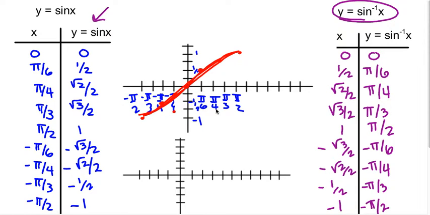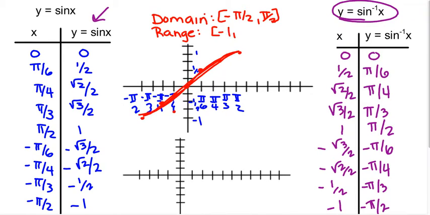All right, continuing on with this problem. So far, we've graphed one segment of this red function, the sine function, with a domain of negative pi over 2 to pi over 2 to make it one-to-one. The range of this segment of the sine function is negative 1 to 1.